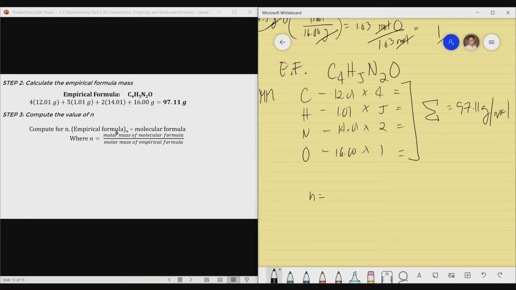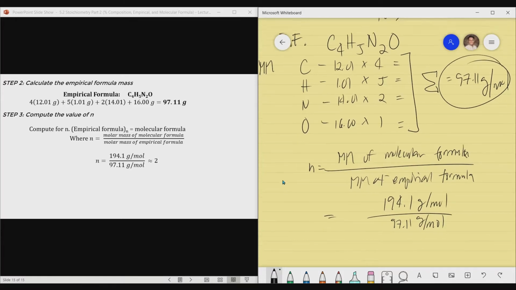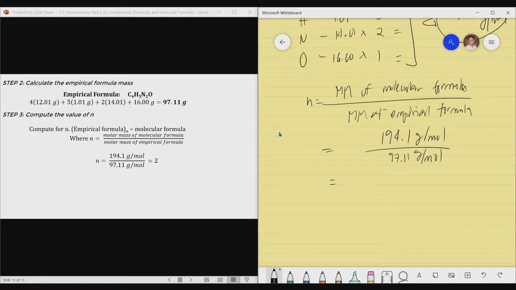So we are now in step number 3. n is the molar mass of the molecular formula, do not worry, the numerator is already provided by the problem, divided by the molar mass of your empirical formula. What is the denominator? This one, 97.11 grams per mole. And your numerator is already provided from the word problem, 194.1 grams per mole. Dividing them, we have a rounded whole number, which is 2. n is equal to 2.